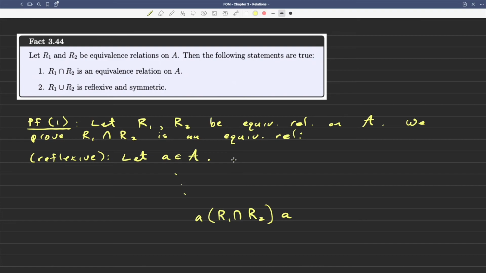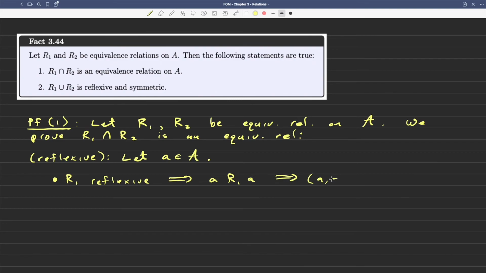Now R1 is reflexive because it's an equivalence relation. So that tells me that A is related by R1 to A, which another way to think about this is A comma A is in R1. And similarly, R2 is reflexive, which tells me that A is related to A in R2, which tells me that A comma A is in R2.